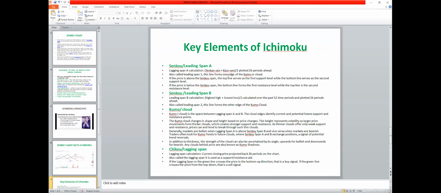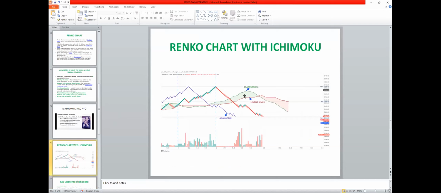And this line forms one edge of the Kumo. You have seen the gap between the 2. It is called the cloud, Kumo. This inside place is called Kumo. This is leading span A, and below this one is leading span B.